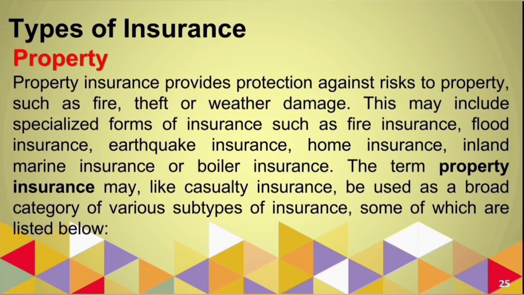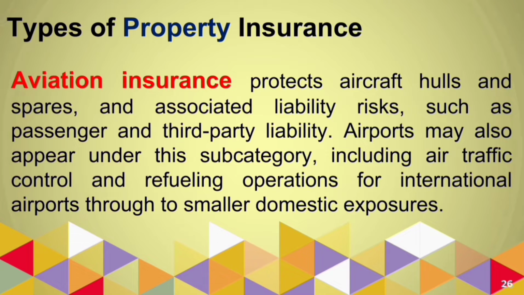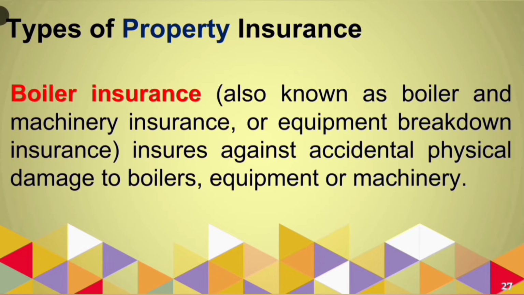The term property insurance may, like casualty insurance, be used as a broad category of various subtypes of insurance, some of which are listed below. Types of property insurance. Aviation insurance protects aircraft hulls and spares and associated liability risks such as passenger and third-party liability. Airports may also appear under this subcategory, including air traffic control and refueling operations for international airports through the smaller domestic exposures.